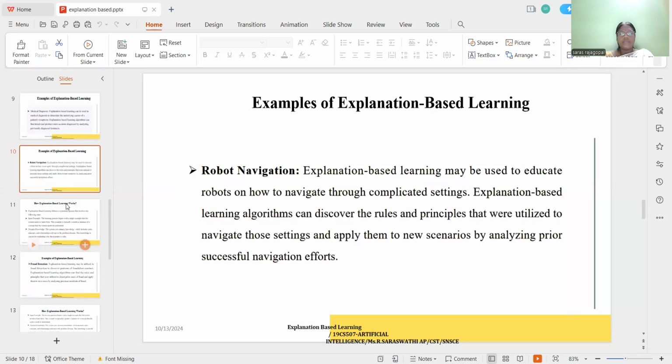And next one is robot navigation. This is an example of EBL. It may be used to educate robots on how to navigate through complicated settings. The explanation-based learning algorithm can discover the rules and principles that were utilized to navigate those settings and apply them to new scenarios by analyzing prior successful navigation efforts.